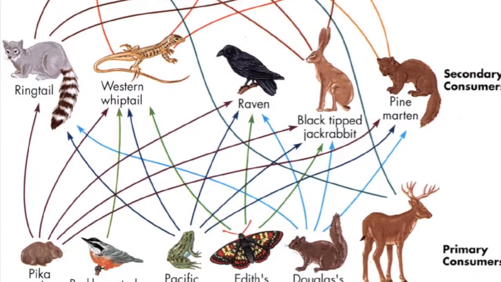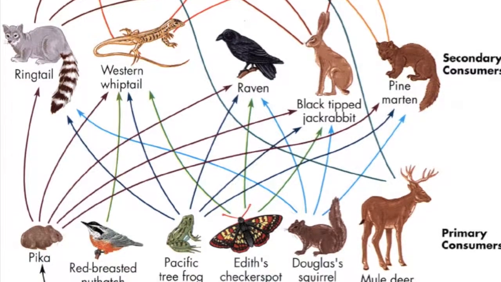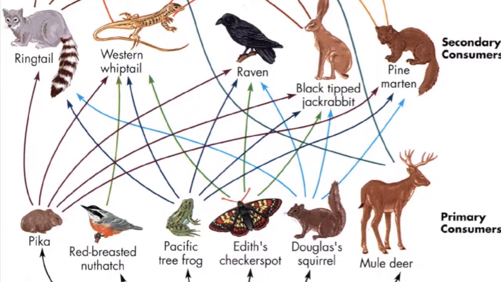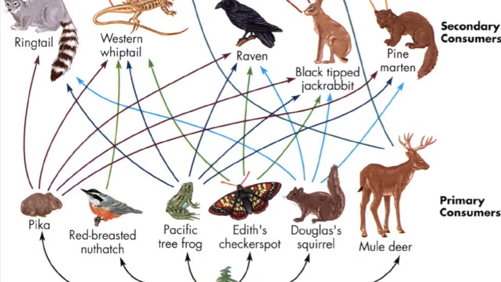Through each level of the food web, there's less and less energy to give, because by the time an organism is eaten, most of the energy is already used by that organism.